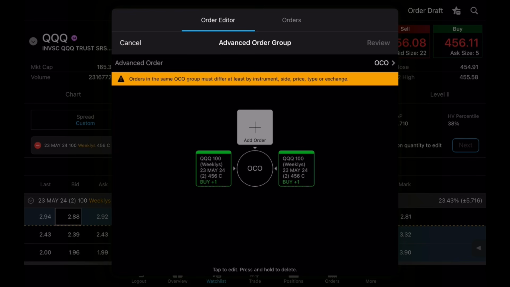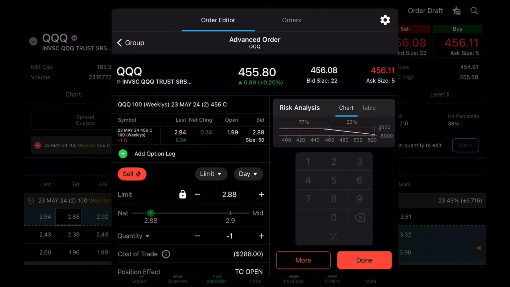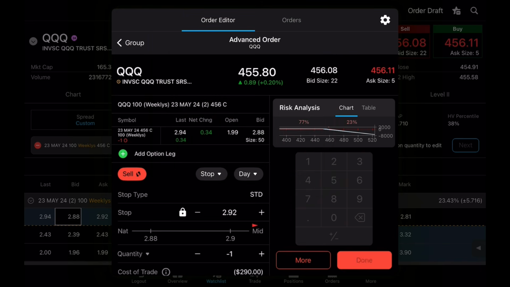This is how you would do the stop. So let's say, for example, you want to be able to be stopped out of this order, not to lose a whole ton of your profits or not to lose a whole ton of your revenue. So go ahead, sell. Go to stop, and then of course leave it to day, and you can adjust this to be whatever you would want it to be.